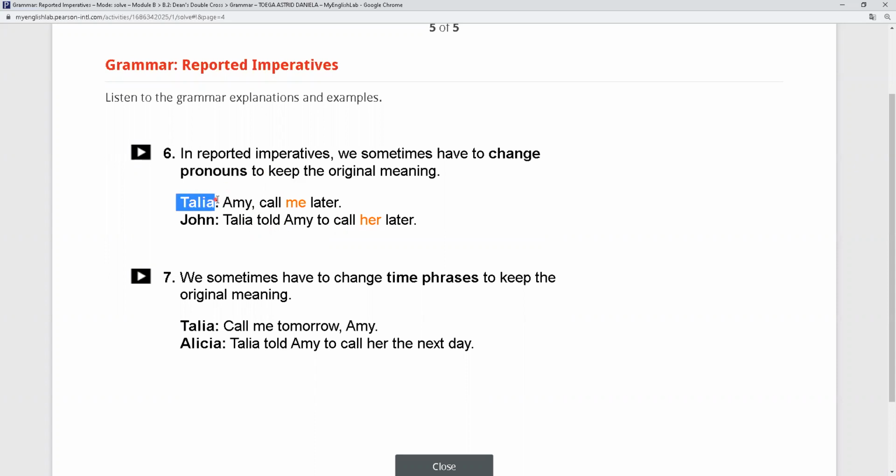Call me later. Talia told Amy to call her because I'm talking about Talia, right? If it was, for example, a boy, I'm going to say Dean, for example. Dean told Amy to call him later, okay? And the same happens sometimes with phrases, right? To keep the original meaning, we have to change it. If I have tomorrow, I'm going to change it to the next day.